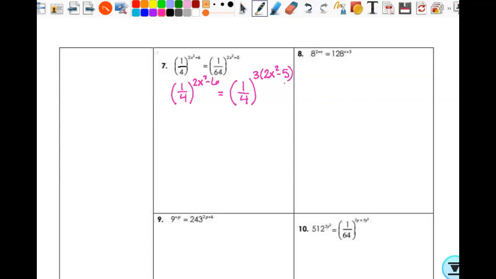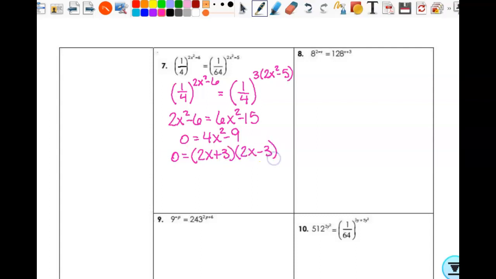Then I can take out the exponents, and I'm going to get 2x squared minus 6 equals, and I'll distribute, 6x squared minus 15. This is a quadratic, so I'm going to set it equal to 0. So 0 equals 4x squared minus 9. And then 0 equals 2x plus 3 times 2x minus 3. So x equals plus or minus 3/2.